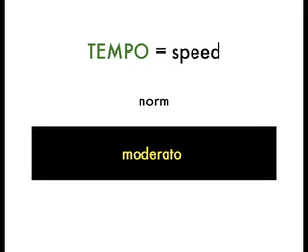I won't provide individual examples in this video because over the course of the semester you will hear many, many examples of each, and it would be a bit much to try to absorb all of them all at once. So this is just an overview. The terms come to us in Italian. A kind of central nondescript tempo, or norm, is moderato, moderate.